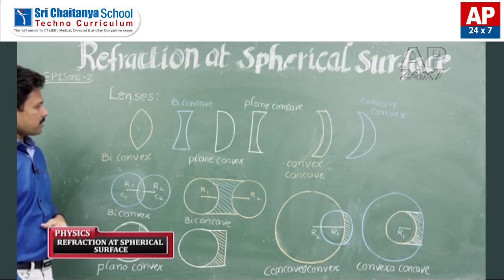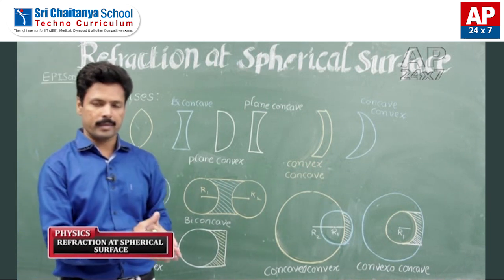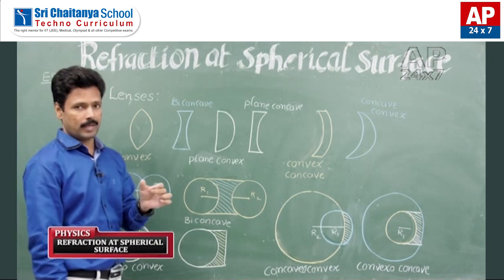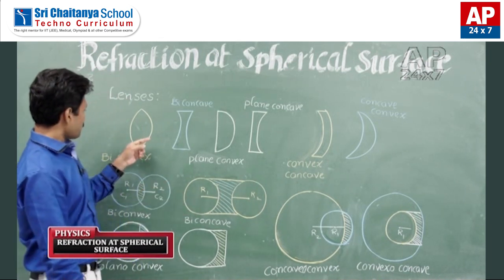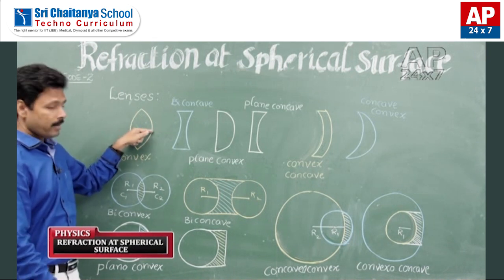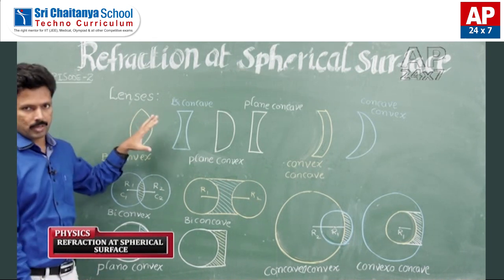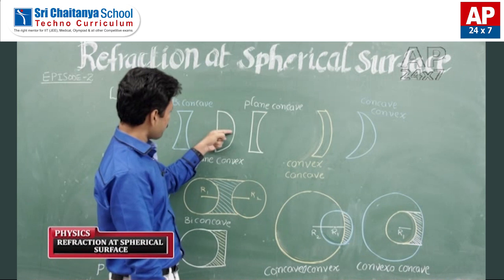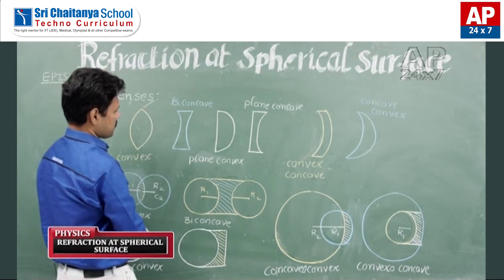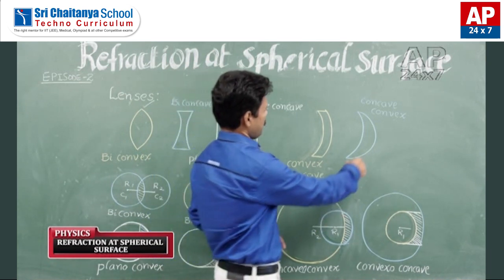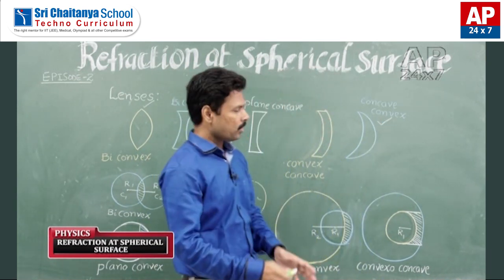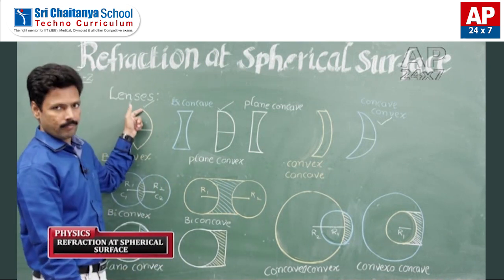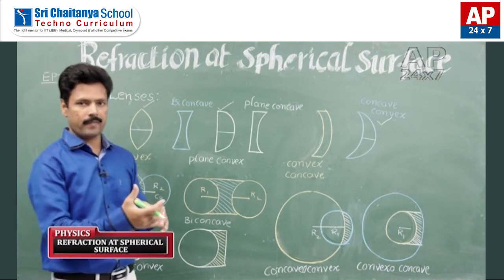And here one important point is how to distinguish whether the given lens is concave or convex. We can decide that based on the thickness of the lens. If you have more thickness at the middle than at the edges, that is a convex nature. If you see carefully, biconvex, plano-convex and concavo-convex, in all these three we have more thickness at the middle than at the edges. That is the way to identify a convex lens.